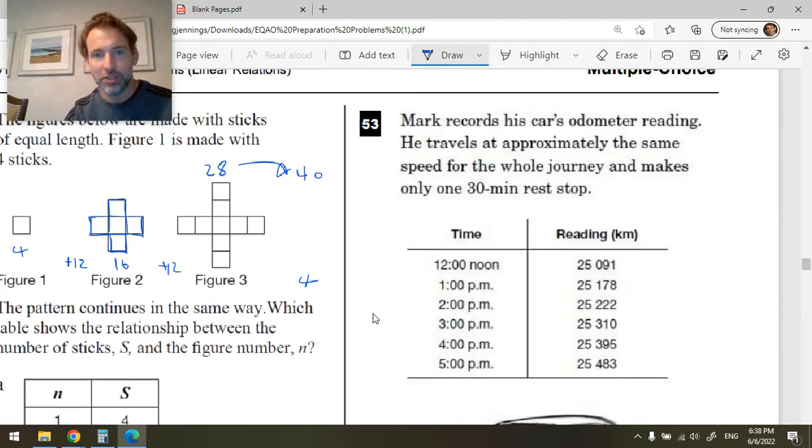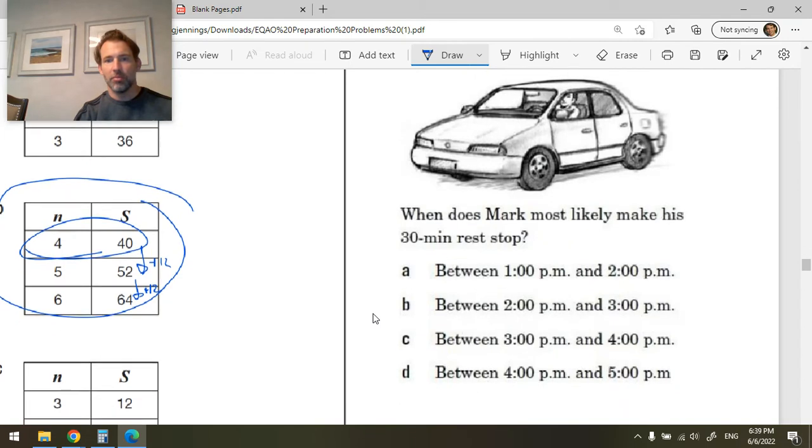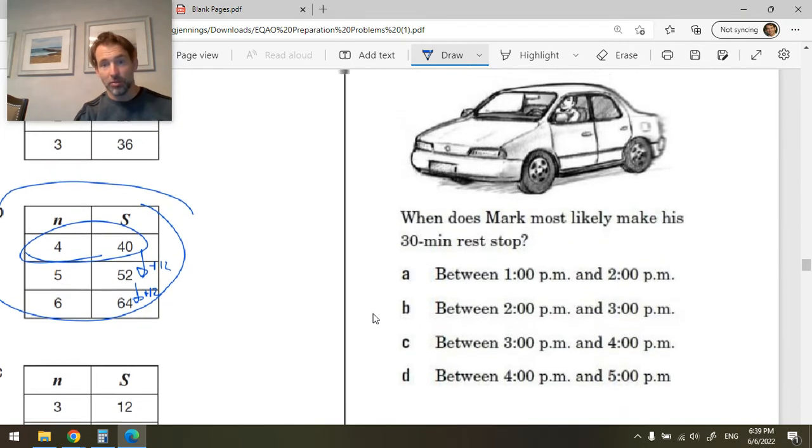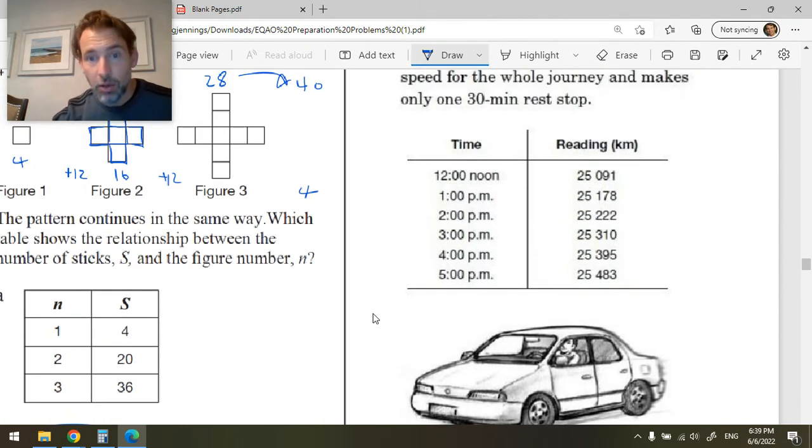53. 3 more questions, then I go have dinner. Mark records his car's odometer reading. He travels at approximately the same speed for the whole journey and makes only one 30-minute rest stop. When did he most likely make his rest stop? Okay, so we want to see the spot where this does not grow as a line. It's going to be a spot where it doesn't grow very much.